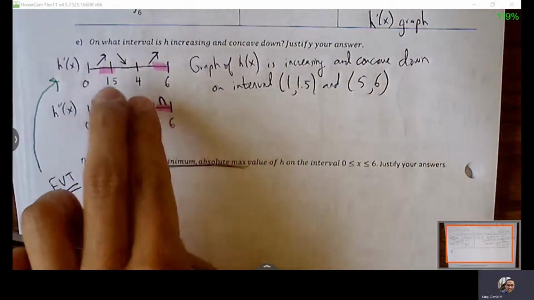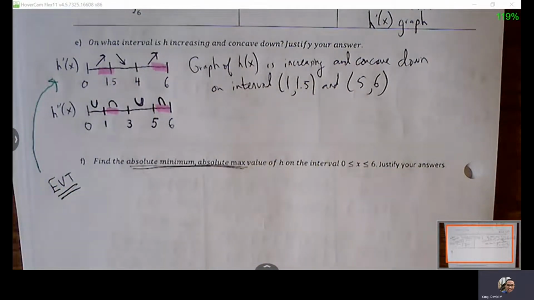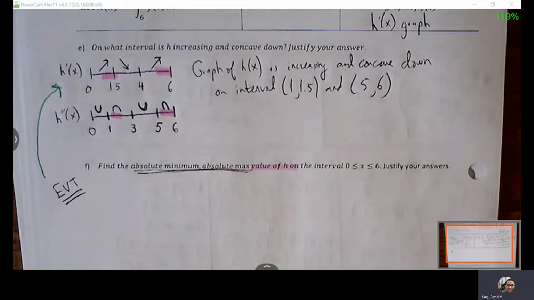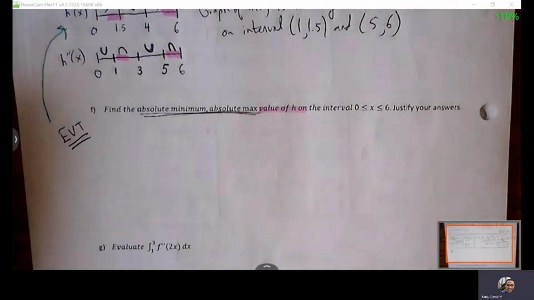Right, we have our endpoints, we have our relative max, relative min. So those are the points we're going to test. We're going to test 0, 1.5, 4, and 6 into the H graph and see which H value will produce the highest and the lowest on the graph.